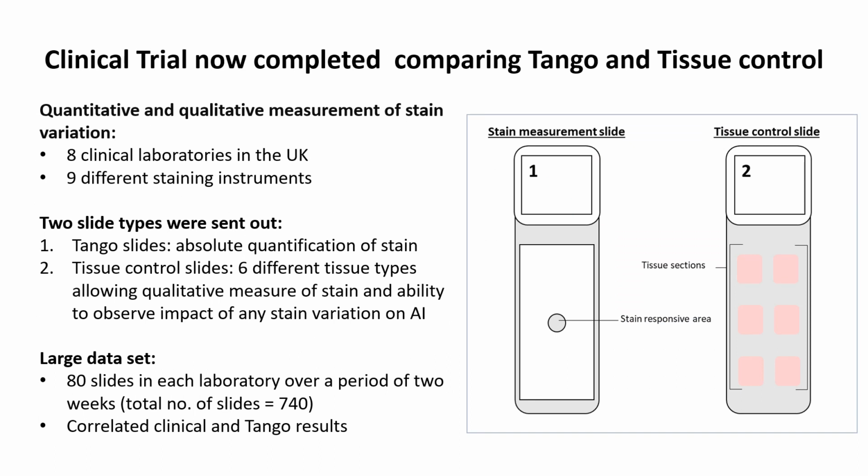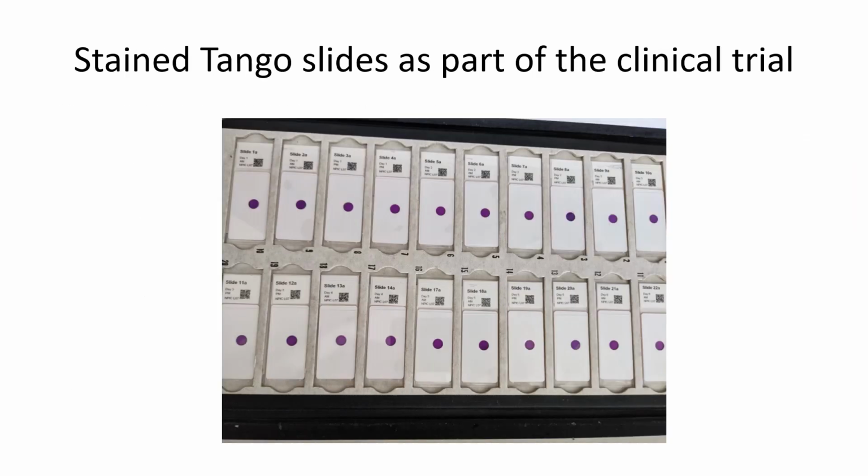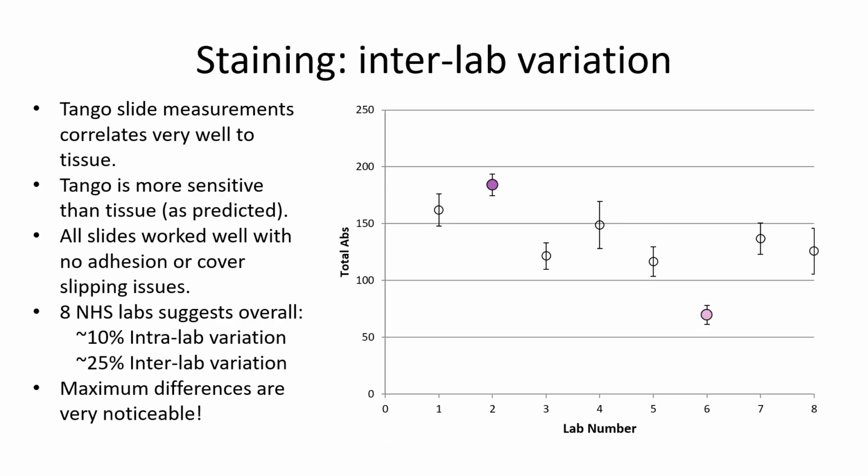We have actually just completed a clinical trial with this tool, using 8 different laboratories in the UK, looking at the quantification of stain variation against tissue as well. This is a slide to show you the results of that trial, and you should be able to just make out some variation in those patches in the centre there. But importantly, if we look at this graph, we can see the variation between different laboratories, and say between laboratory 2 and laboratory 6, we can see there is quite a bit of difference.